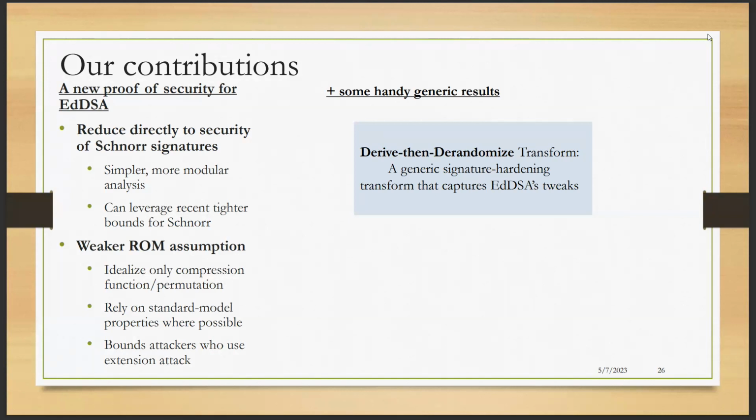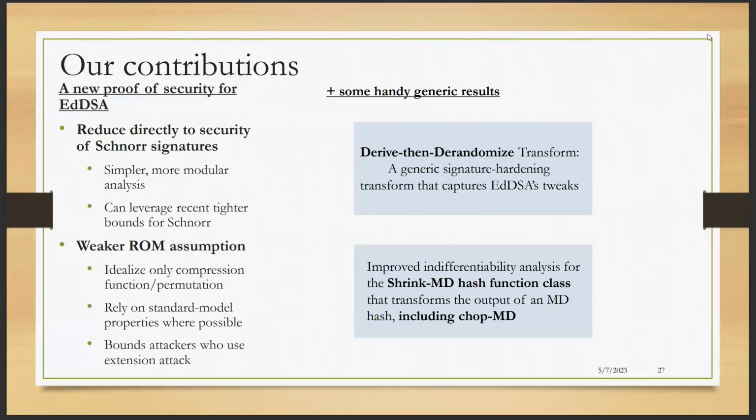generically. The second contribution we have here is a closer analysis of a class of MD-based hash functions that both captures the way that EdDSA uses SHA-512 and validates it, but also improves on prior results for existing hash functions like ChopMD, which is used to build SHA-384 and might be useful in other schemes as well.